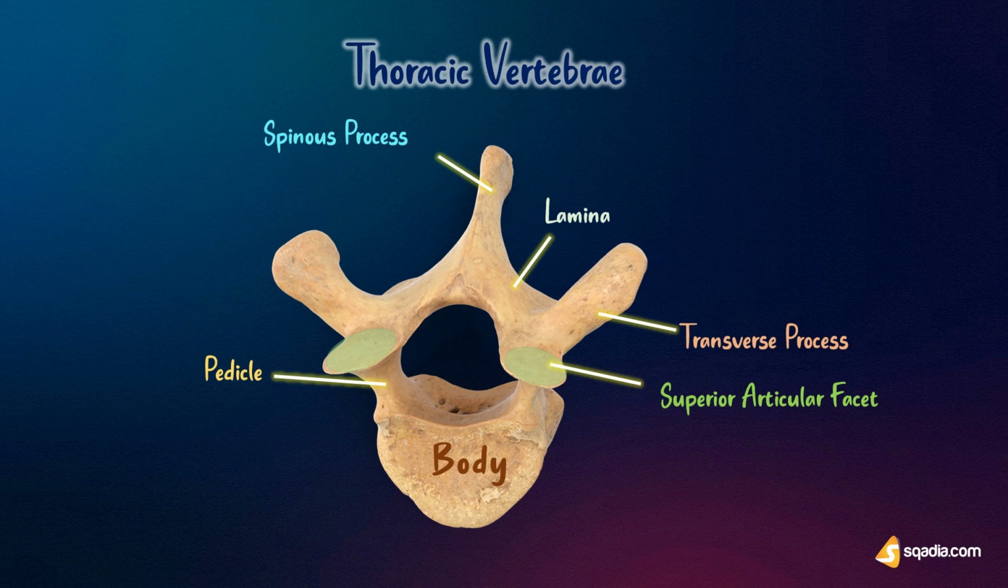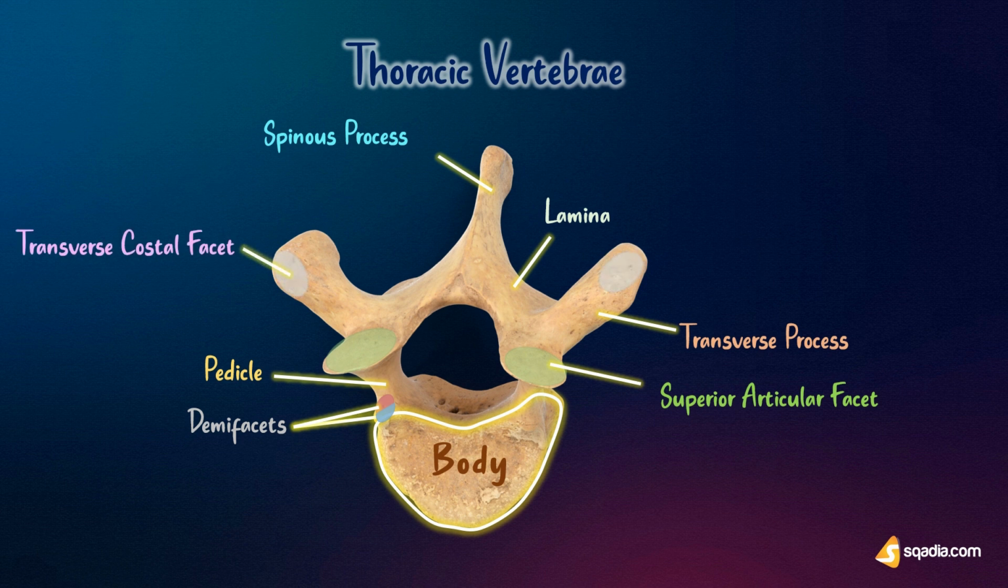Now, the thoracic vertebrae have 4 features, which distinguish them from other vertebrae. First one is that its vertebral body is heart-shaped. Next is the presence of demifacets on the sides of each vertebral body. What they actually do is that they articulate with the heads of the ribs. Now, another feature unique to them is the presence of costal facets on the transverse processes.